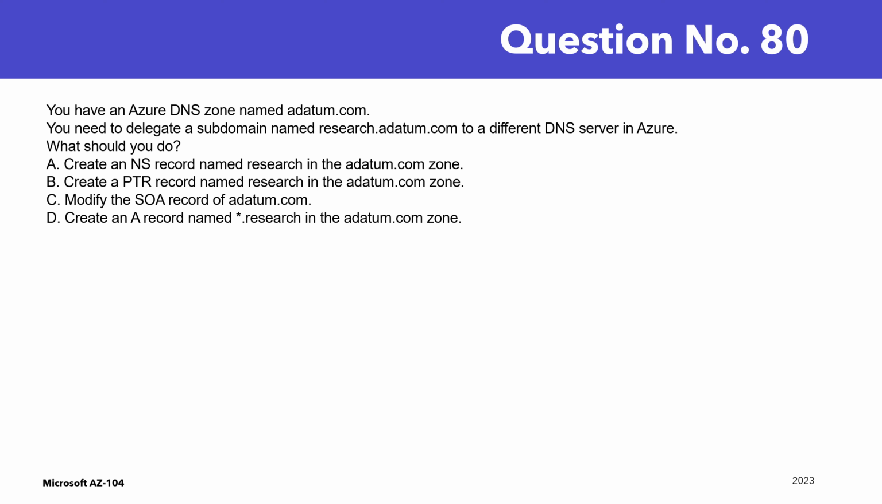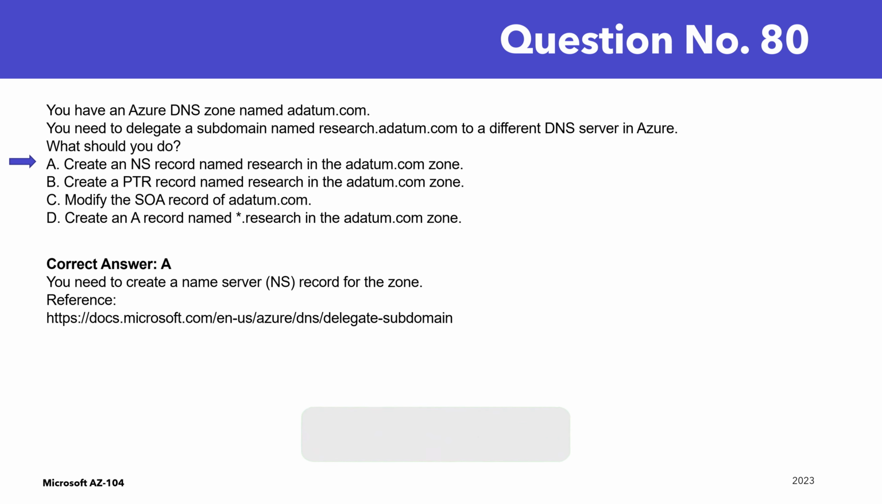A. Create an NS record named research in the adatum.com zone. B. Create a PTR record named research in the adatum.com zone. C. Modify the SOA record of adatum.com. D. Create an A record named research in the adatum.com zone. Correct answer: A.